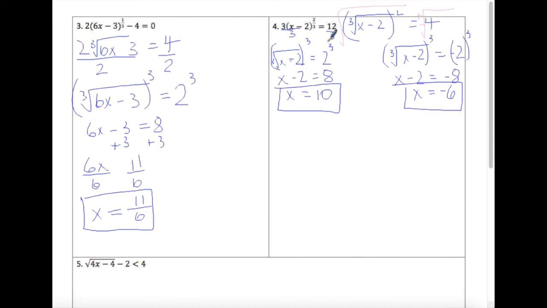And for negative 6, we can write it out. Negative 6 minus 2. We're going to have the cube root of that, and it's going to be squared, and times 3. So negative 6 minus 2 is negative 8, and the cube root of negative 8 is negative 2. So this is 3 times negative 2 squared. And then negative 2 squared is still positive 4. So 3 times 4 is 12. So we do have two solutions from this equation, and neither one is extraneous.